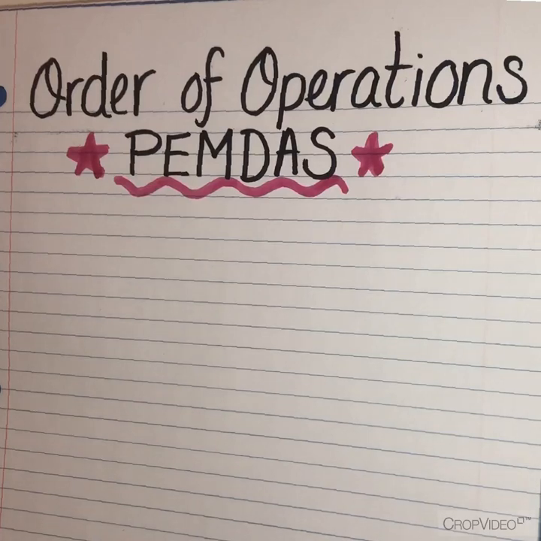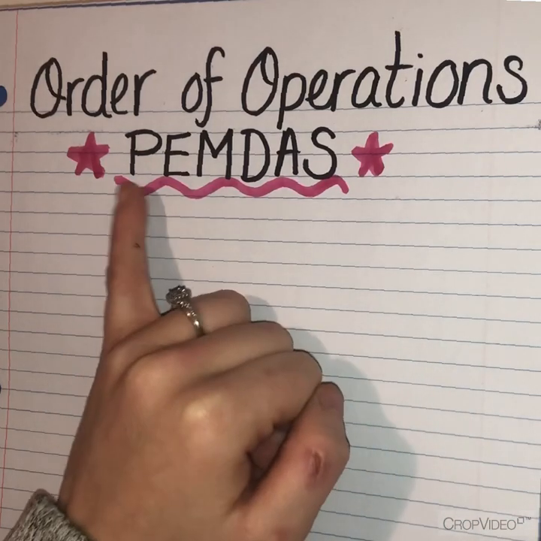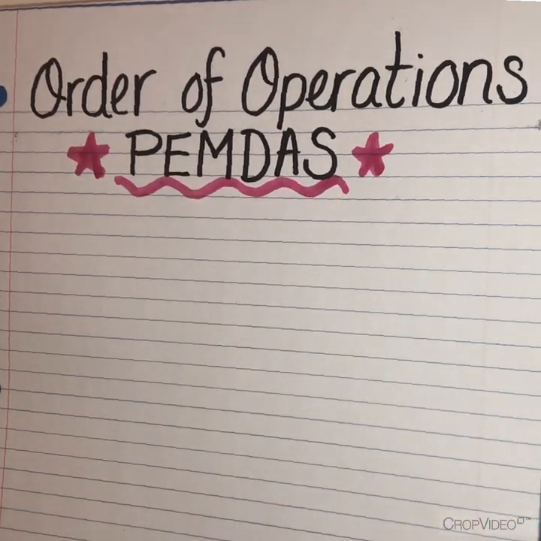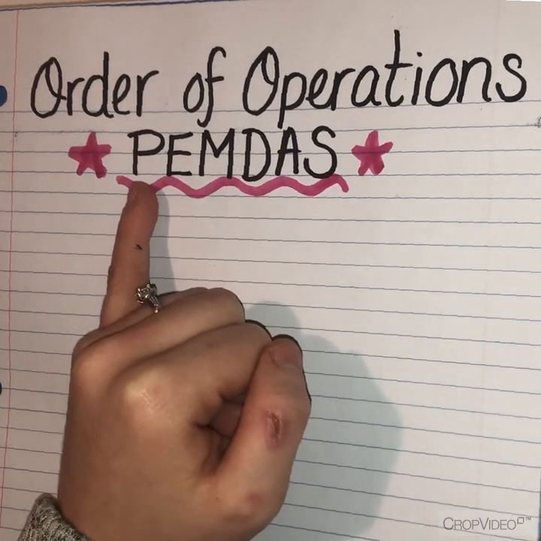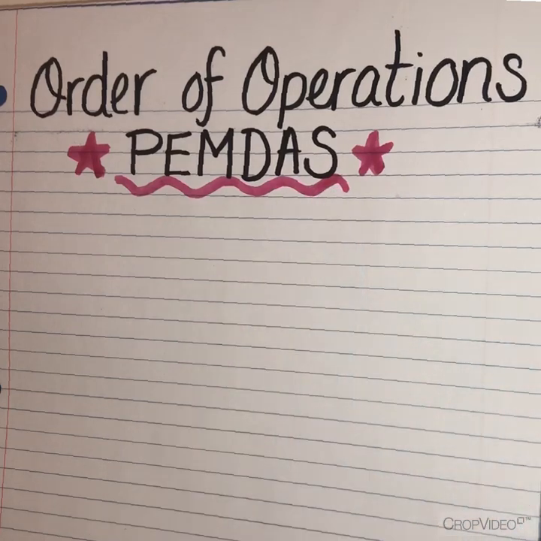Today I'm going to be talking about order of operations, and a way to remember the order of operations is PEMDAS. This is an acronym for Please Excuse My Dear Aunt Sally. And what that stands for is parentheses, exponents, multiply, divide, add, subtract.